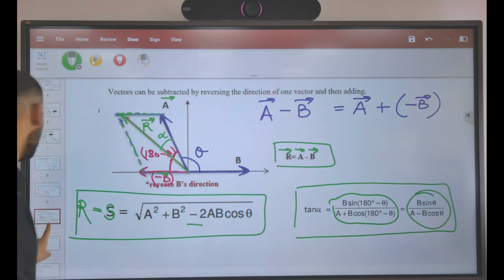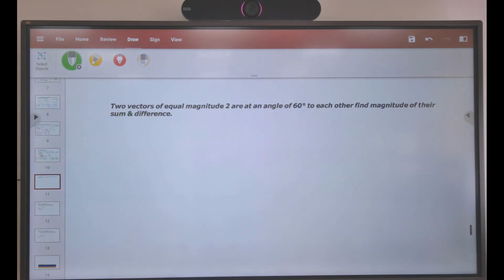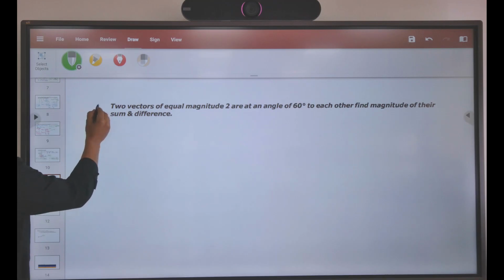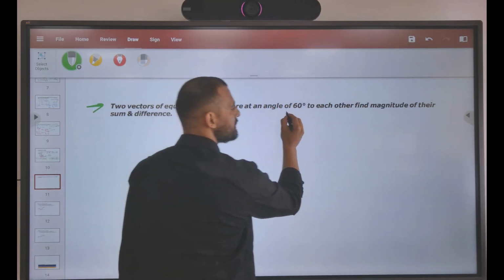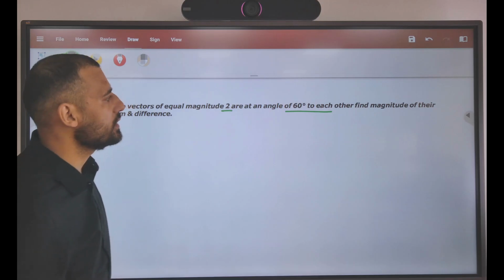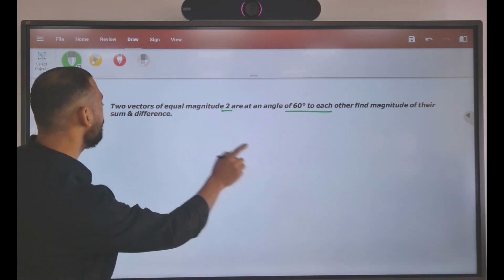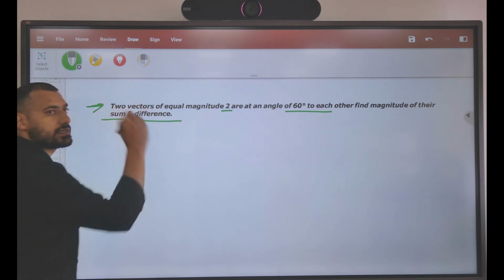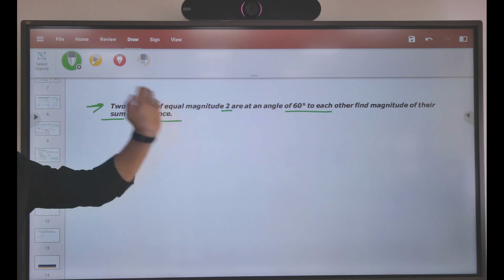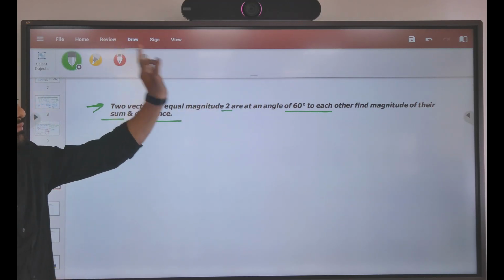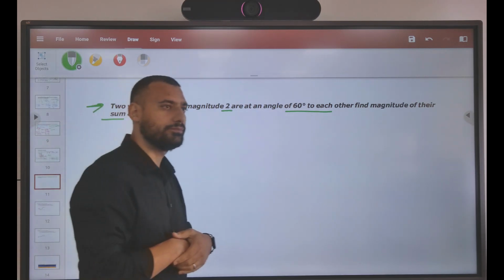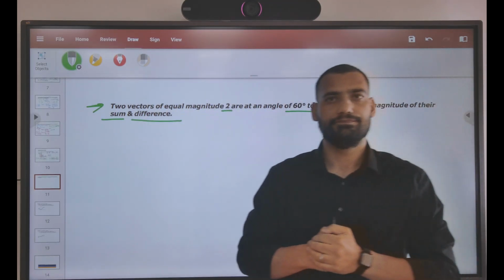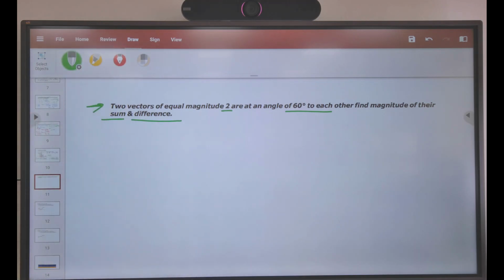So I'll have the first numerical on subtraction, and here it is. Try to solve this. Two vectors of equal magnitude 2 are at an angle of 60 degrees to each other. Find the magnitude of their sum and difference. He is not asking you about the direction. He is just asking you about the magnitude of their sum as well as their difference. Anyone? What is the magnitude of their sum? What is the magnitude of the difference?